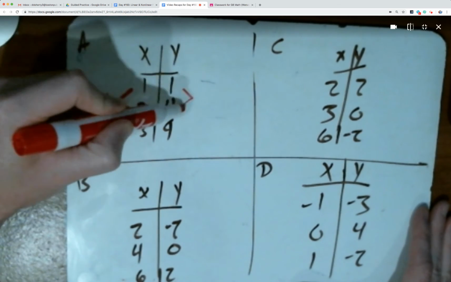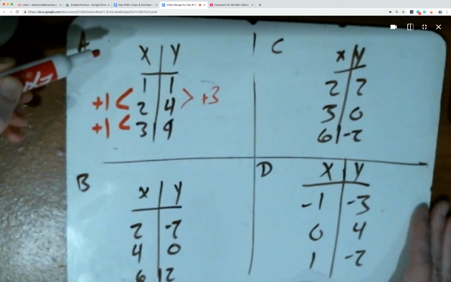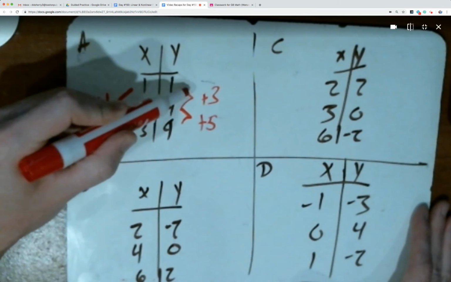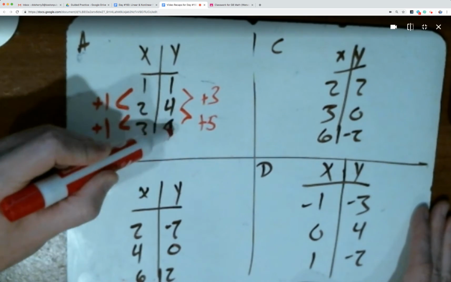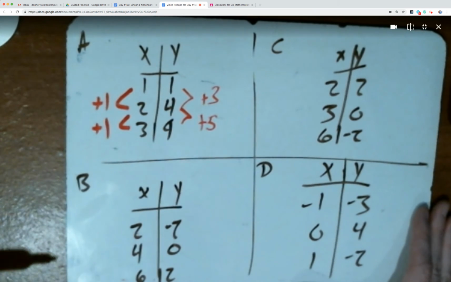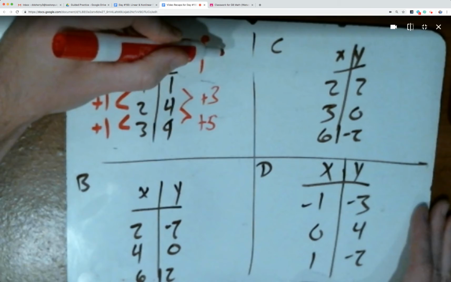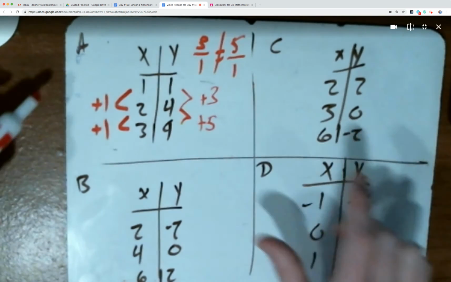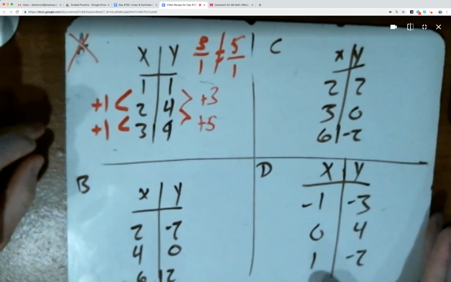But for the y value, at first it increases by 3 units, and then it increases by 5 units. From 1 to 4 it goes up by 3, and then from 4 to 9 it goes up by 5. So this has a slope of 3 over 1 and then a slope of 5 over 1. The slope does not remain constant, so A cannot be our correct answer.